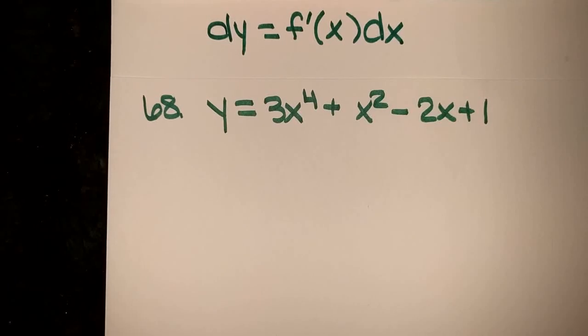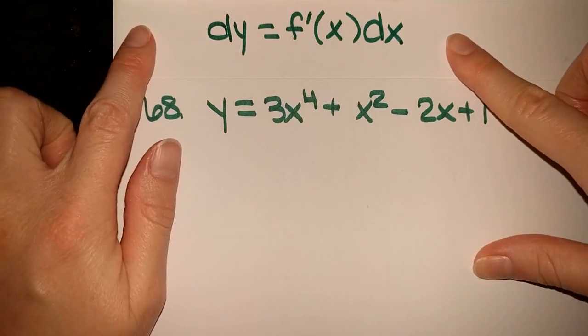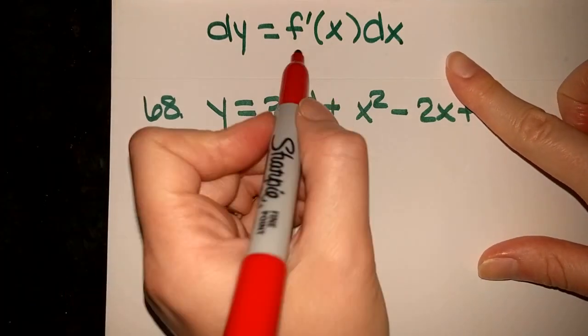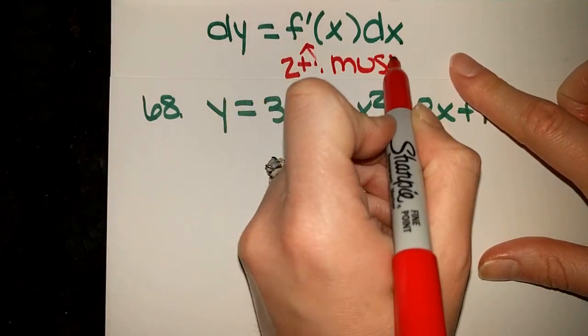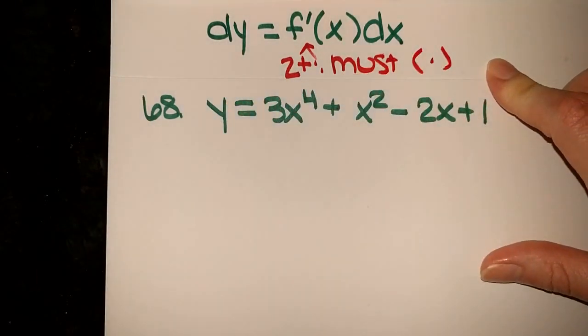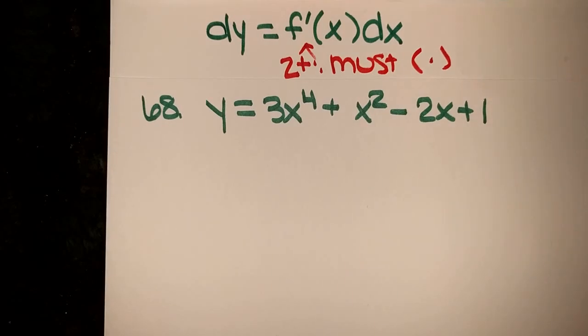We are being asked to find the differential for the function, and we talked about what that differential means in class, but that is defined as f prime of x times dx. And please do remember, if you have two or more terms, you must use parentheses around f prime of x, because all of f prime of x needs to get multiplied by dx.